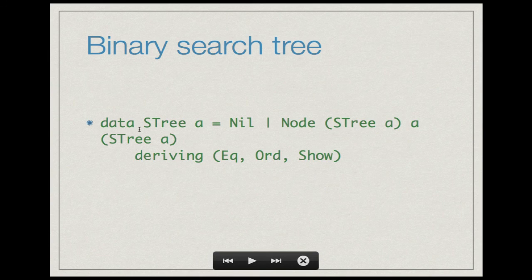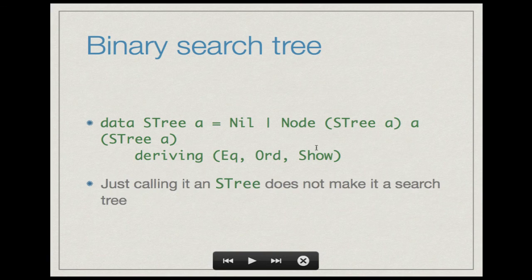We define binary search trees as follows: data STree A equals Nil or Node (STree A) A (STree A). This is exactly similar to the definition of binary trees that we had earlier. And we derive Eq, Ord, Show, etc. We might create our own instance of the show method, or we can just use the default show function. Just calling this STree does not make it a search tree. We could have objects of type STree which completely violate the search tree property.